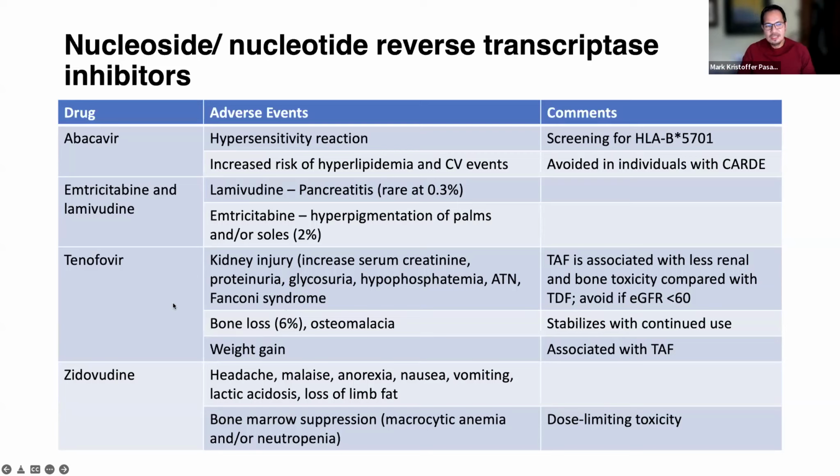For tenofovir, tenofovir is very, very notorious for causing kidney injury. So it is associated with Fanconi syndrome, and recently we have had a lot of patients experiencing Fanconi syndrome because of tenofovir. Patient would usually present with elevated creatinine, low phosphorus, and low serum potassium. They also present with glucose in the urine in the absence of diabetes mellitus. That's why tenofovir is avoided if your creatinine clearance or eGFR is less than 60.